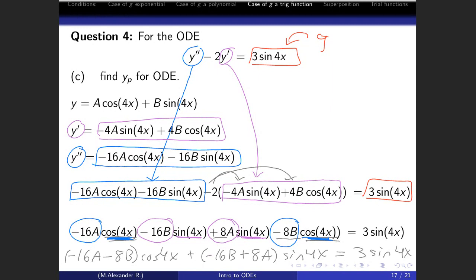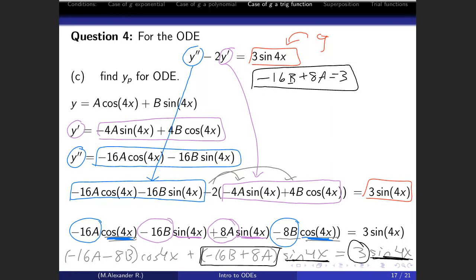All right, so now this is where we do the guessing game or the matching game. We want to match. On the right side you have a sine 4x, and in front of the sine 4x you have this 3, and on the left side you have the sine 4x, and in front of that you have this parentheses, which I'm putting in black now. So this is where you make those two things equal to each other. So negative 16b plus 8a is equal to the number 3. So that's how you get your first equation with the a and the b.